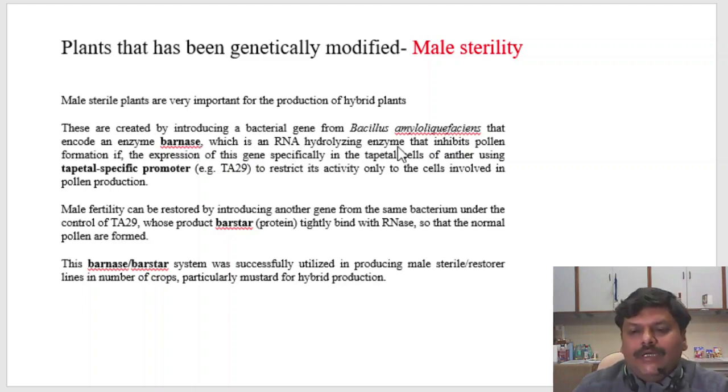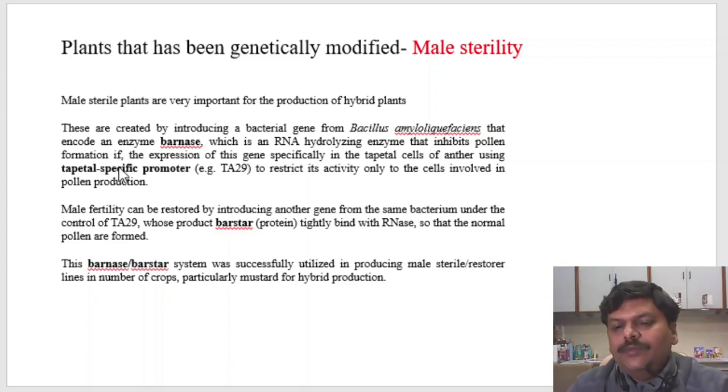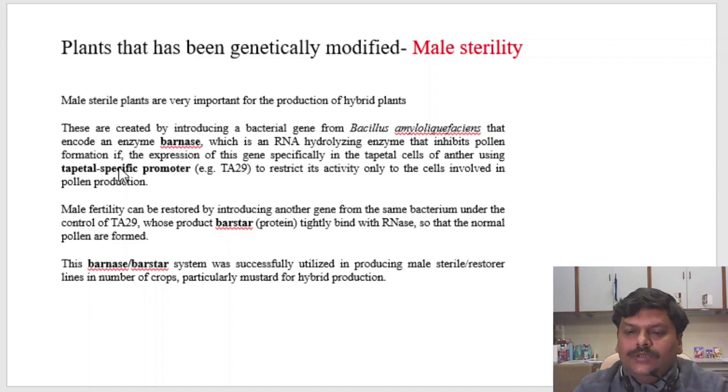Basically, it degrades RNA. When this enzyme is in the pollen grains, it degrades the RNA, and the pollen becomes non-viable. Even if they are used in fertilization, since they are non-viable pollen, they cannot germinate on stigmas, and they cannot have meaningful fertilization. So they cannot make seeds when the pollen is taken from a plant which is expressing Barnase.